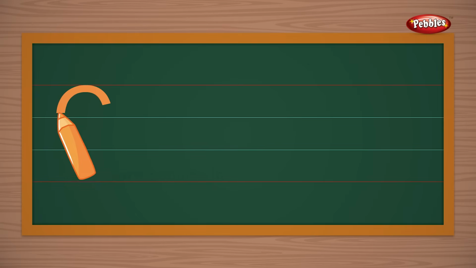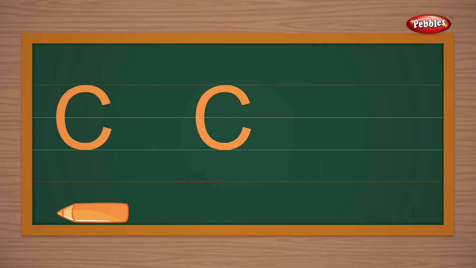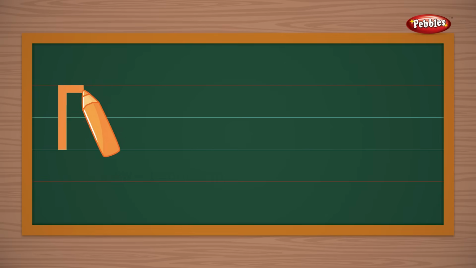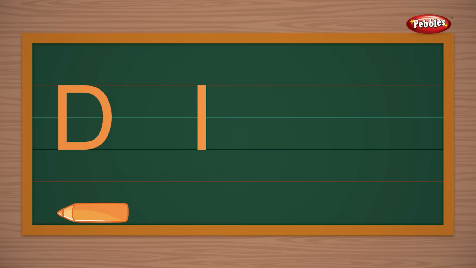Now let's write C. A curve is called C. This is C. Now we will write D. Standing line and a curve makes D.